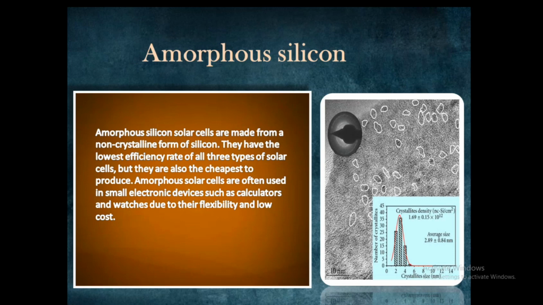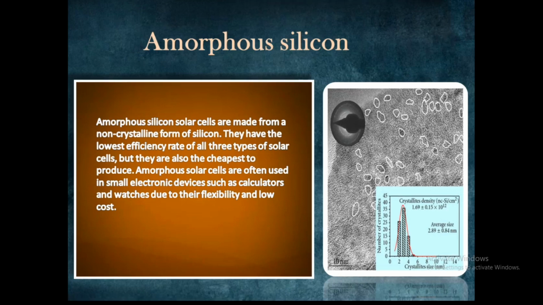Crystalline is the most efficient solar cell, polycrystalline is second, and third is thin film silicon, but amorphous is lower than these three types of silicon cells. However, they are also the cheapest to produce. Amorphous silicon solar cells are much cheaper than thin film silicon solar cells.